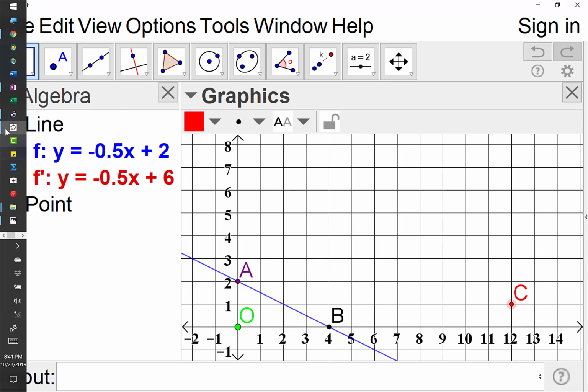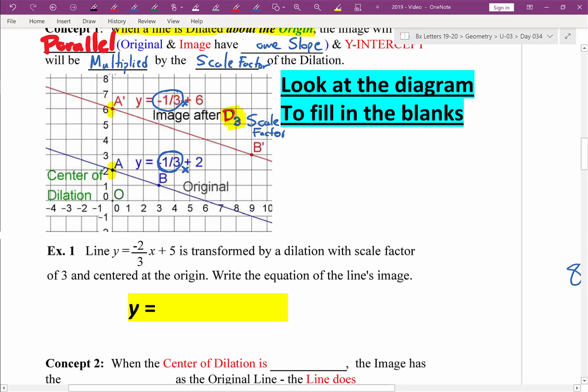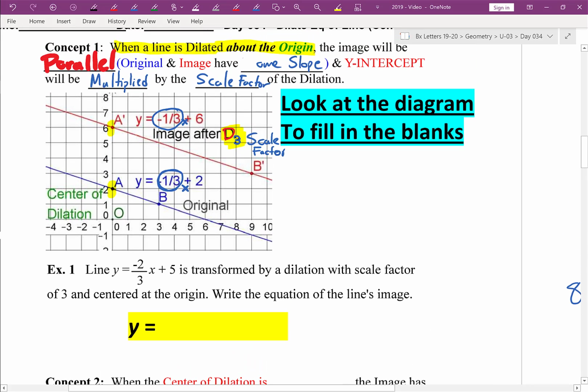Okay, and let's go back to our notes and let's apply this. Let's try example 1. So you pause the video, use your notes, and try and fill it in.